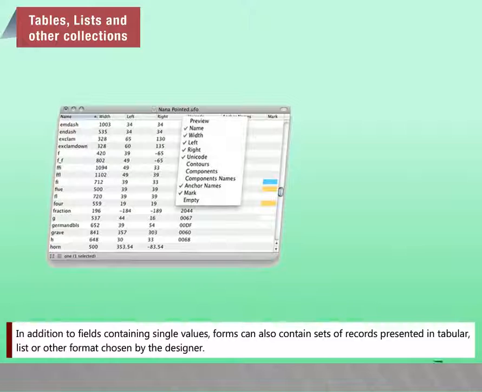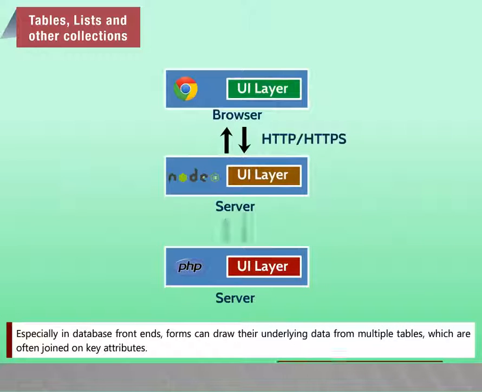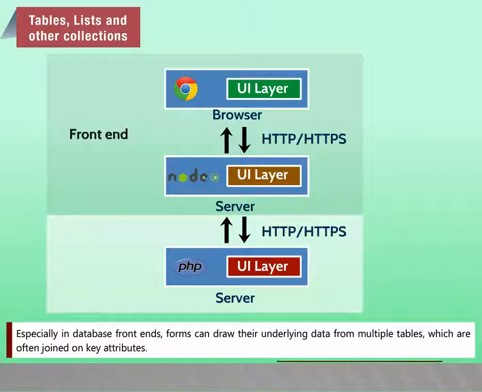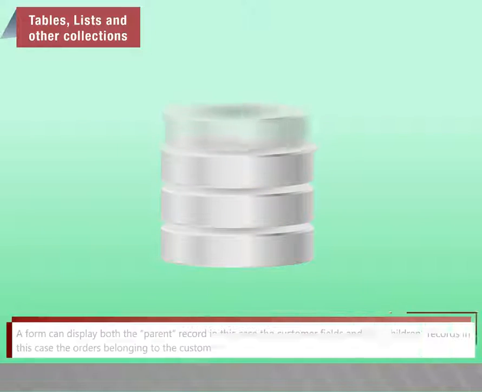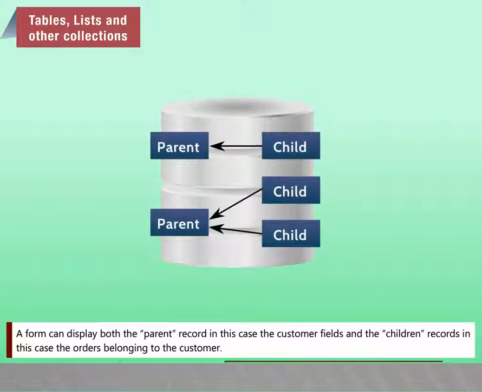Tables, lists and other collections. In addition to fields containing single values, forms can also contain set of records presented in tabular, list or other format chosen by the designer. Especially in database front ends, forms can draw their underlying data from multiple tables, which are often joined on key attributes. A form can display both the parent record, in this case the customer fields, and the children records, in this case the orders belonging to the customer.